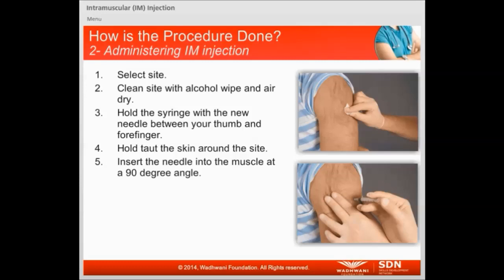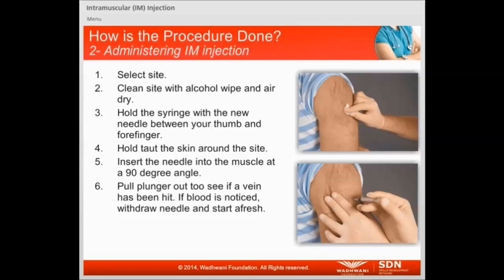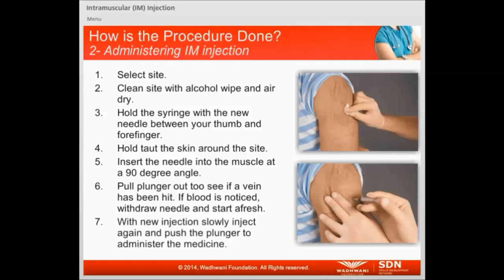Insert the needle into the muscle at a 90-degree angle. 6. Pull the plunger out to see if a vein has been hit. If blood is noticed, withdraw the needle and start afresh. 7. With the new injection, slowly inject and push the plunger to administer the medicine.